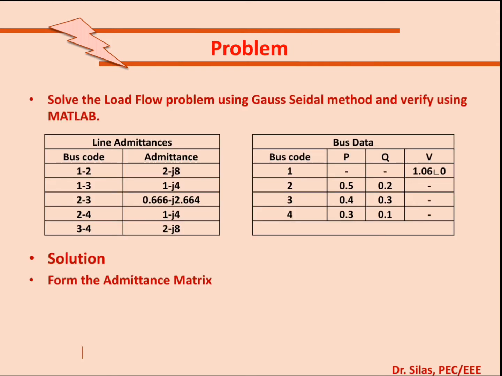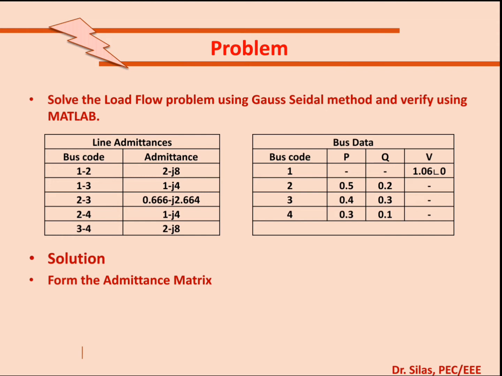Now let us solve a problem for the Gauss-Seidel method. Here we are going to solve only one iteration. When you look into this problem, the line data is given and the bus data is provided. In the line data, or the line admittances, the bus code is provided, which means the starting bus and ending bus, and the admittance of the particular line is provided.